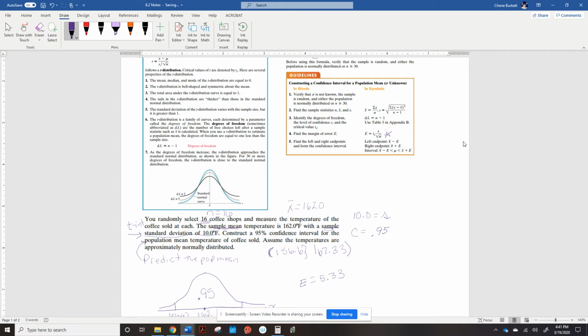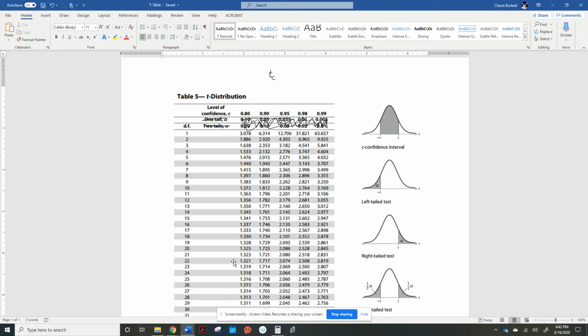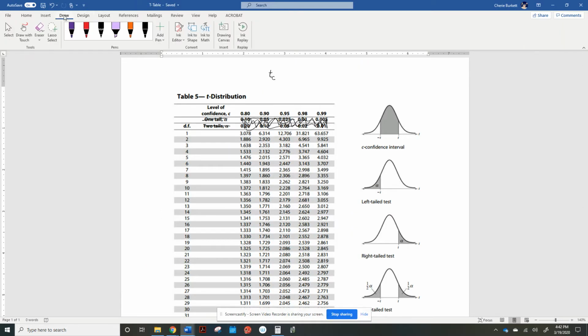So we have to start by looking at the problem right here. It says 95% confidence interval. So we've got our C is 95. So that means we're going to have to go over here and use this column right here, the 95 column. This will be where we find our number in this column right here. Okay. Now, the other thing that you need, obviously, is this right here, degrees of freedom.